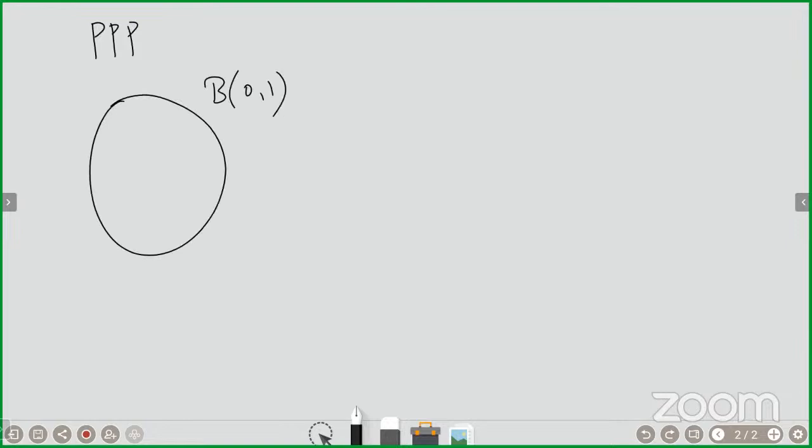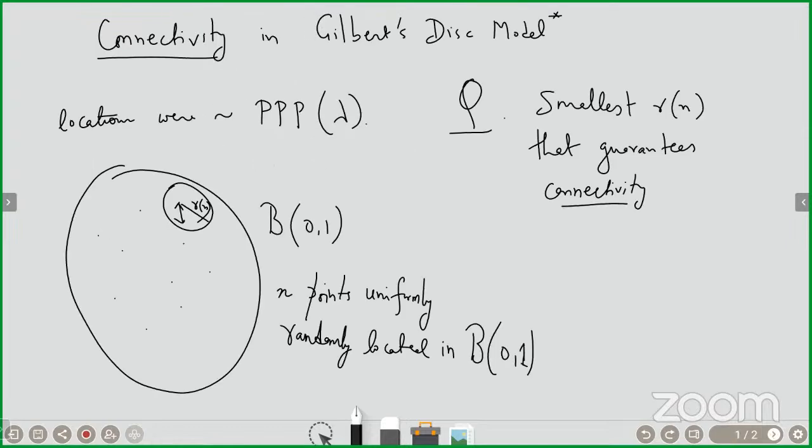So let's take the same B(0, 1). If you condition that the number of points in B(0, 1) is n, then these n are uniformly distributed. But nobody tells you that they're exactly n. That itself is a random quantity. So that's the basic distinction between what we're doing. Here we're assuming that there are exactly n points, which are uniformly randomly distributed.